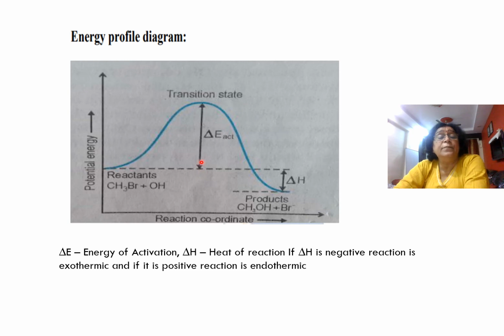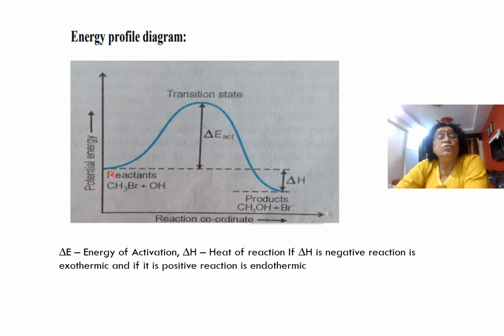At that point the energy of the system is higher, and this difference in energy between the reactants and the transition state is called the activation energy. So this delta E you see is the activation energy. In this energy profile diagram, you see how the reactant energy increases, and then gradually when the product is formed, the energy drops down and methyl alcohol and bromide ion are formed. This energy difference between the reactants and the products is called the heat of the reaction. The energy of the products is less than the reactants, therefore it is an exothermic reaction.